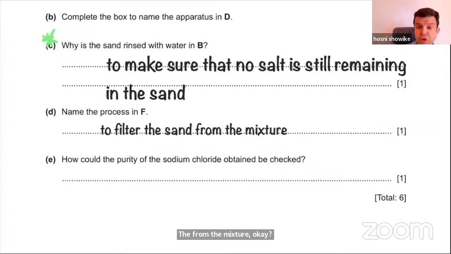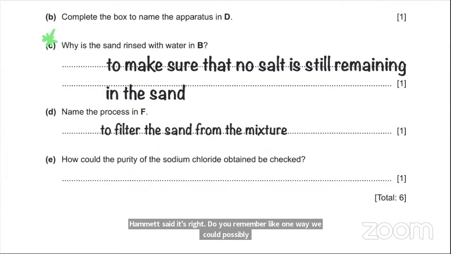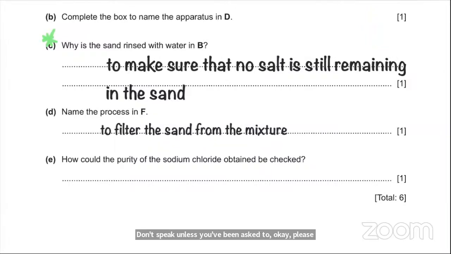How could the purity of sodium chloride be checked? So those who've been listening well, I mentioned today one way I could check the purity of a substance. Do you still remember what is the best way I could possibly determine? Very good. Someone wrote the answer here on the chat. Mohammed said it's right. The boiling point. Okay, please, Mahmoud. Different boiling points.